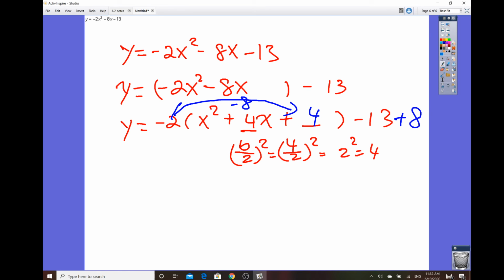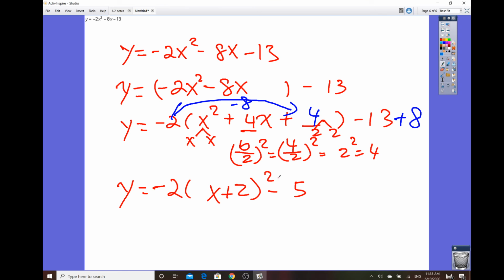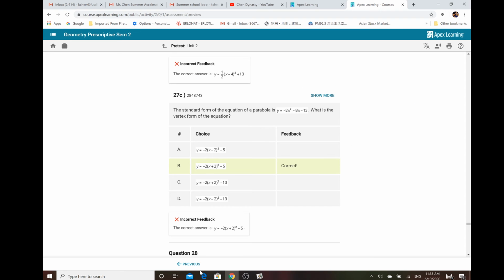So now we're pretty much almost done with the transferring and also the conversion. So this one is -2 times the quantity of x plus 2 squared. Again, this one, the trinomial, is factorable, so 2 and 2, so it's a perfect square trinomial. Minus 13 plus 8 would be -5. So finally, the equation would be y equals -2 times the quantity of x plus 2 squared minus 5. So now going back to that page, the answer would be B.